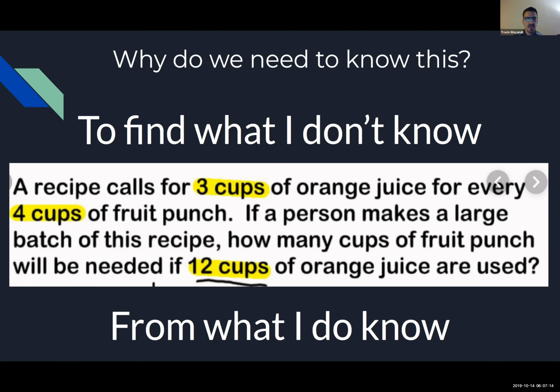So if you look, she's trying to make a large batch, so she's increasing her recipe. How many cups of fruit punch will be needed if 12 cups of orange juice are used? So if we have 3 cups of orange juice and 4 cups of fruit punch, the question is how many cups of fruit punch will be needed with 12 cups of orange juice?